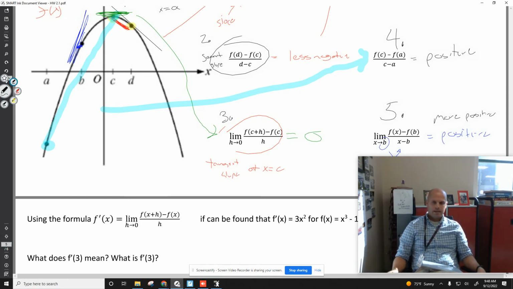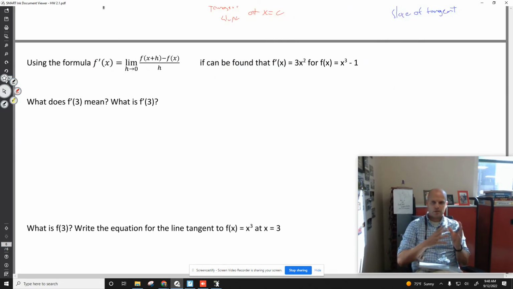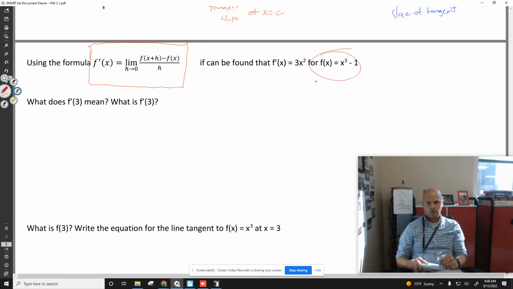Now, we've combined our knowledge of limits with a slope formula to develop this magic formula. And I did this once in class. You will not have to do this ever. But what I did in class was I took this and I plugged it in here. It's a bunch of algebraic manipulations. It changes some stuff. I'm going to change this to just be x cubed. I'm not even going to do x cubed minus 1, just x cubed, so we can go back to our first problem. And it's the same thing.